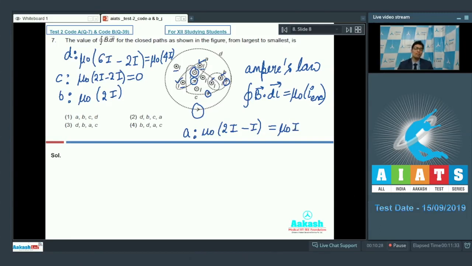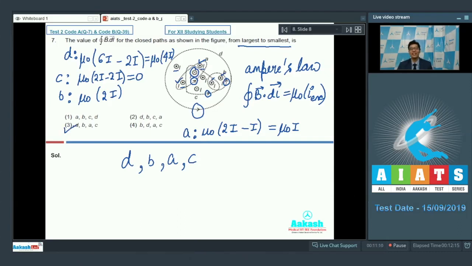So we have calculated the values of B dot dl for each path, and we have to arrange them from largest to smallest. We can see that the largest value is for the loop D, and the next smallest value is for the loop B, and the next smallest value for loop A, and the smallest value, which is 0, is for path C. So the correct order in arrangement from largest to smallest for these paths is D, B, A and C, and hence the correct answer for this particular question should be option number 3.